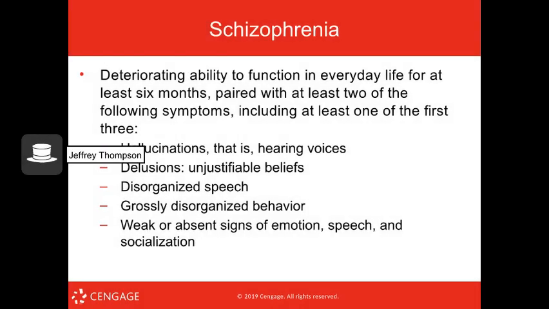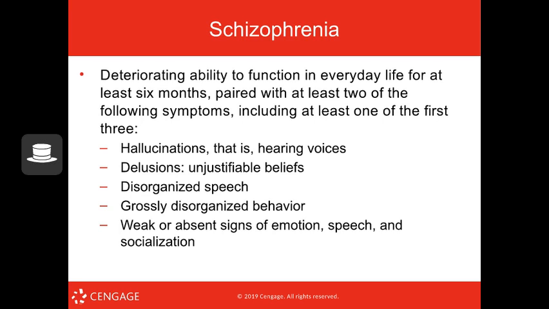So now we're moving into schizophrenia. In addition to the psychotic symptoms that we'll talk about, one of the big issues with schizophrenia is this deteriorating ability to function in everyday life. Schizophrenia isn't diagnosed until the symptoms have lasted for at least 6 months. If it's a period of 1 to 6 months, it's schizophreniform disorder. If it's less than a month, it is brief psychotic disorder. But in addition to that deteriorating ability to function, you need to have some of the following symptoms.